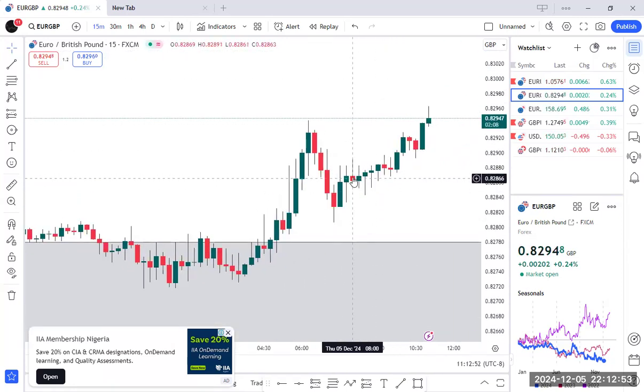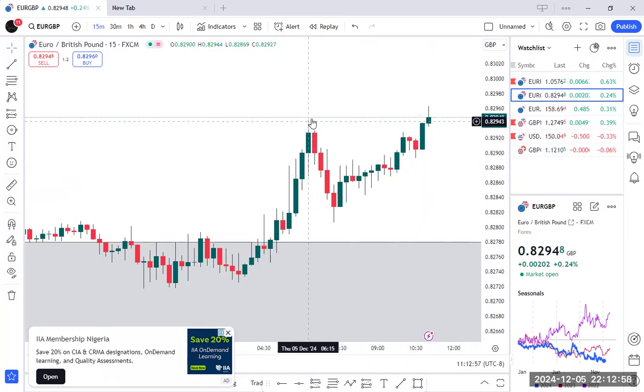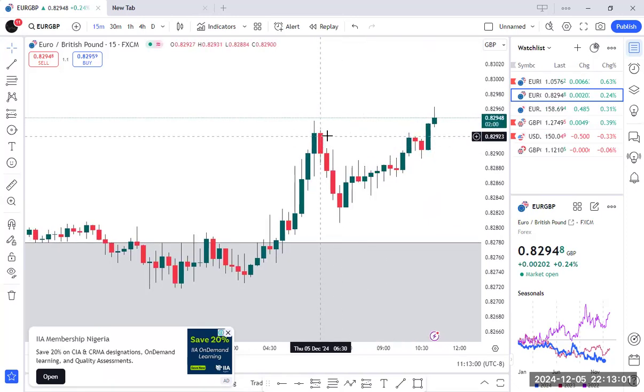This is a hammer candlestick here. So price is trying to form a hammer candlestick also here at a very resistant zone, at a very resistant zone.